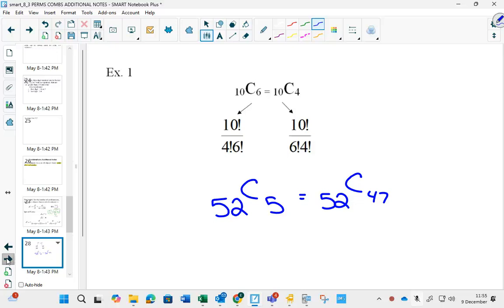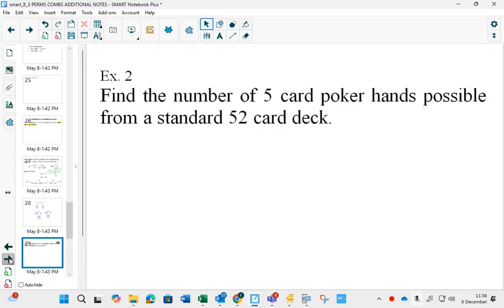But anytime, because how do we do the formula? You always have the bottom 2 numbers add up to the top number. So it shows you why 52 choose 5 would be the same as 52 choose 47, because on the bottom, if they have to add up to the top number, it's going to work out to the same thing. Oh, I kind of gave it away. I knew it was coming.